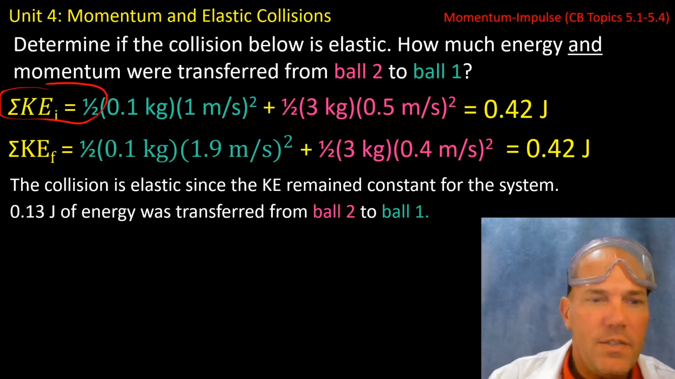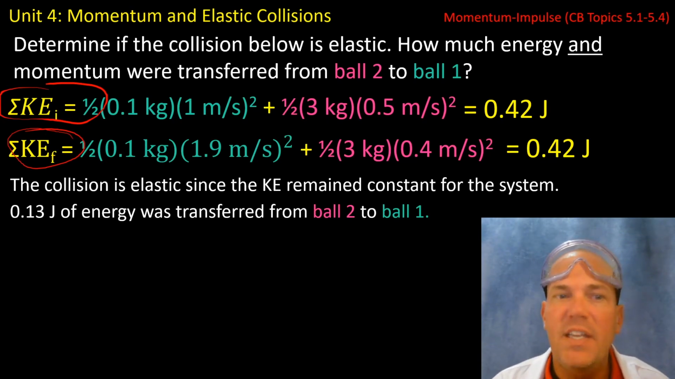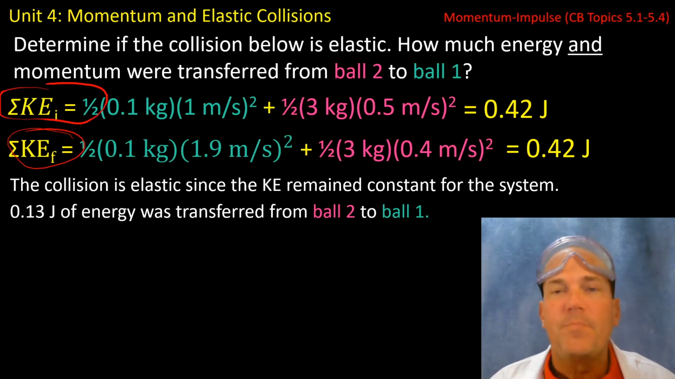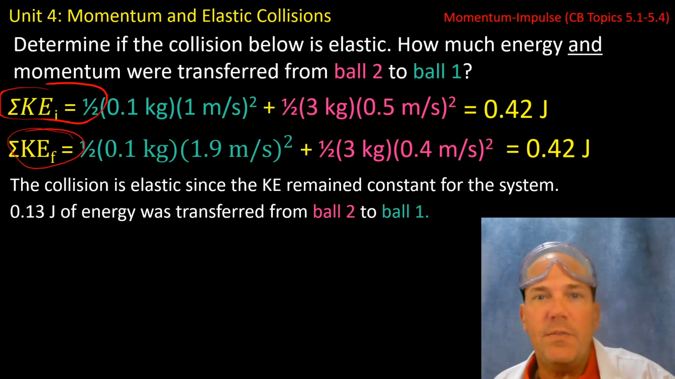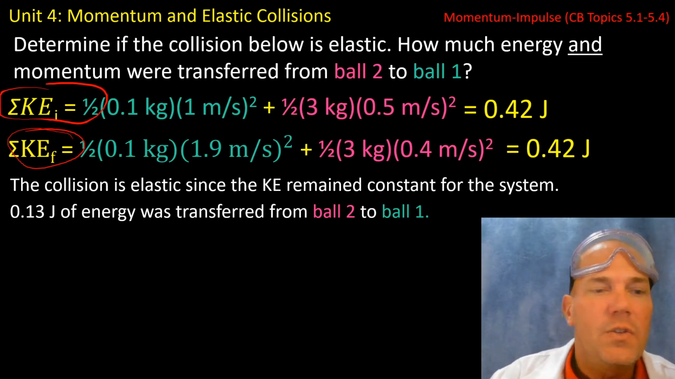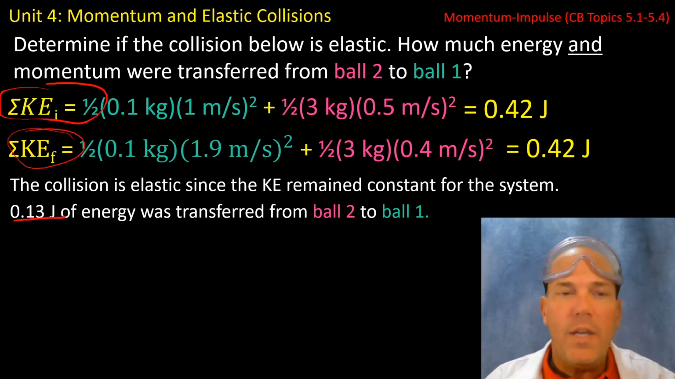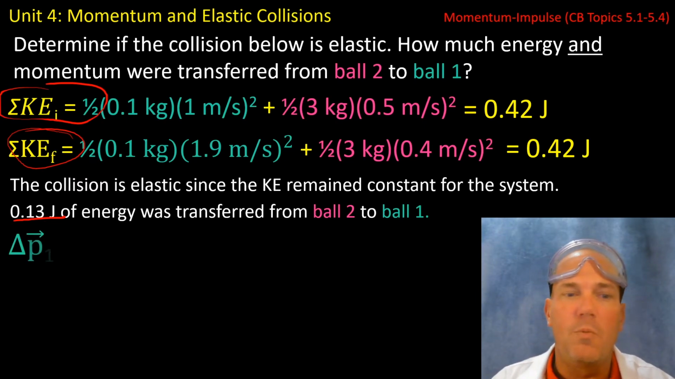If you then do this calculation for the light blue colored ball after the collision, its kinetic energy has gone up to 0.18 joules, which means the magenta colored ball has transferred 0.13 joules of energy to the light blue colored ball. Go ahead and pause the video, do those computations to confirm, and you will see that that is how much energy has been transferred from ball 2 to ball 1.